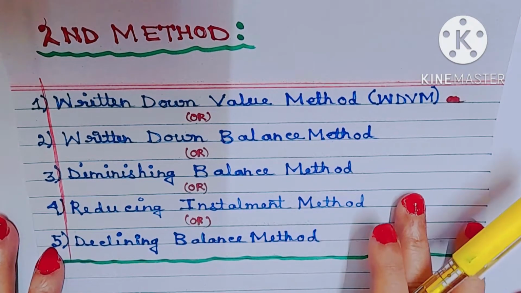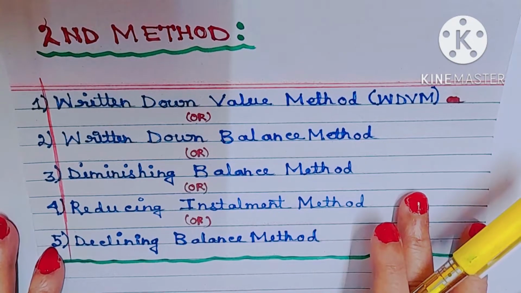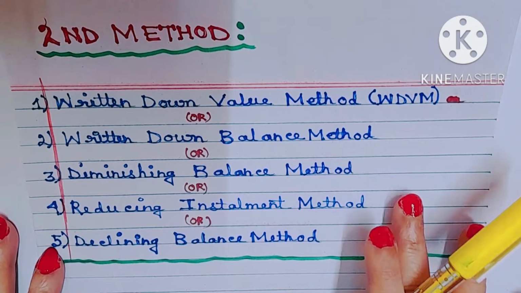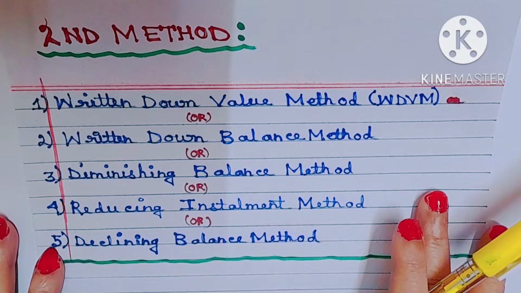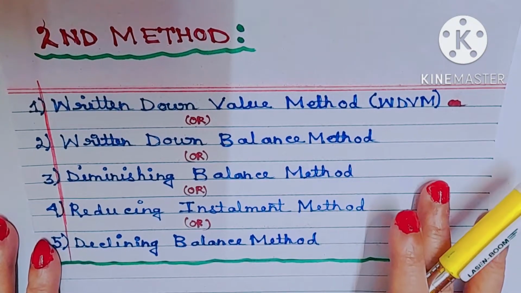And the value of the asset and also the depreciation charge on it goes on reducing year after year. Under this method, the book value of the asset can never be reduced to zero. Understood? Now let me show you with an example what is the written down value method.